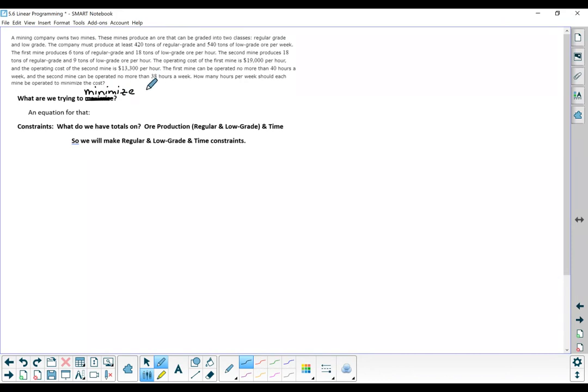So the thing that we're trying to minimize here is the cost. And in this example, because it's called the first mine and the second mine, that doesn't work very well for my variables. So I'm going to name my variables X and Y. I'm going to let X represent the hours that the first mine is operating, and I'm going to let Y be the hours for the second mine per week.